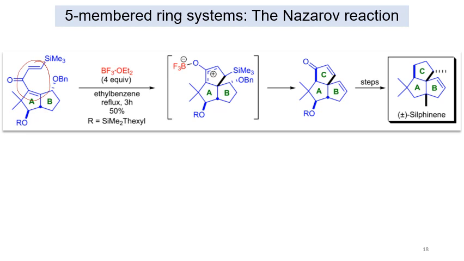This is carried out under reflux, so it undergoes a thermal reaction, obviously a conrotatory ring closing, which is accompanied by the loss of the TMS group, and at the same time the BF3 leads to the elimination of the OBn group also, generating this fantastic tricyclic system in one single step.